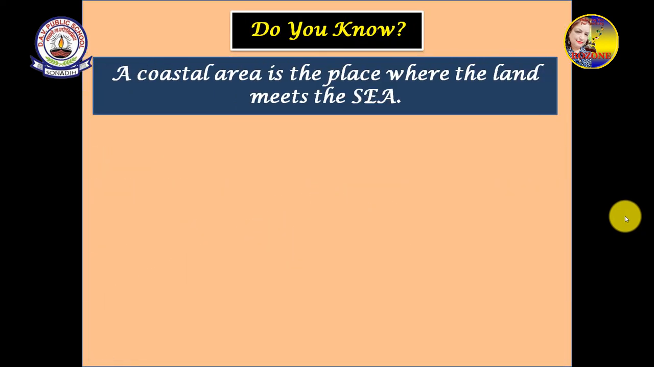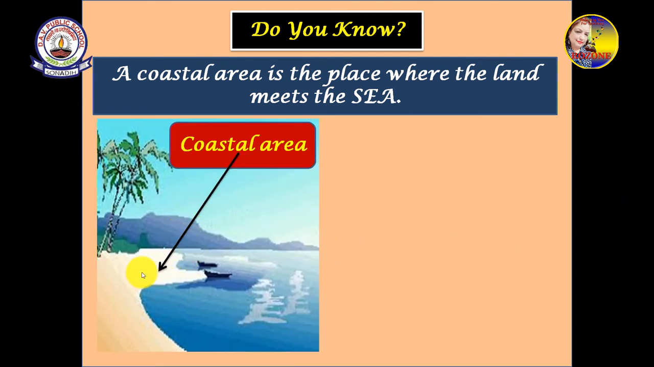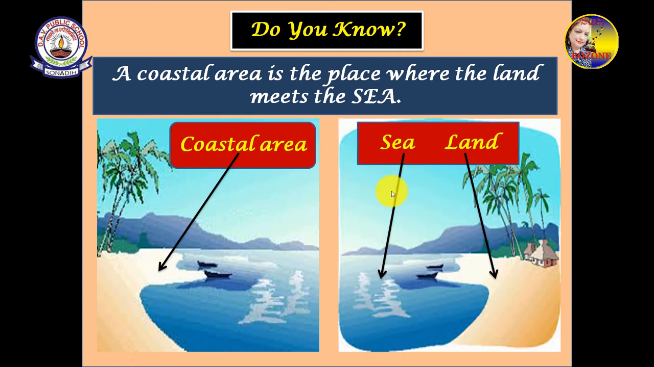Do you know, a coastal area is the place where the land meets the sea. This is the coastal area, the land, and this is the sea. Both these meet each other and we call it coastal areas. Same way, you will find here, this is sea and this is land shown over here. Coastal areas are very important for the fishermen, and the people get fish and other seafood through the boats, steamers and ferries. Through the sea, it comes to the coastal areas.